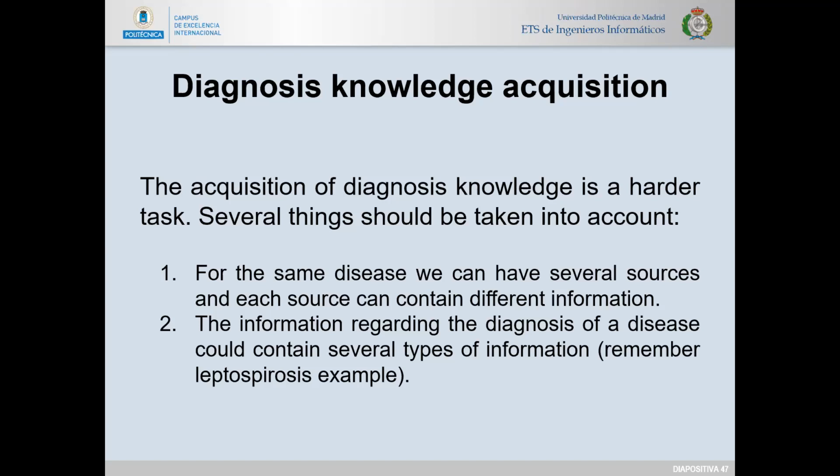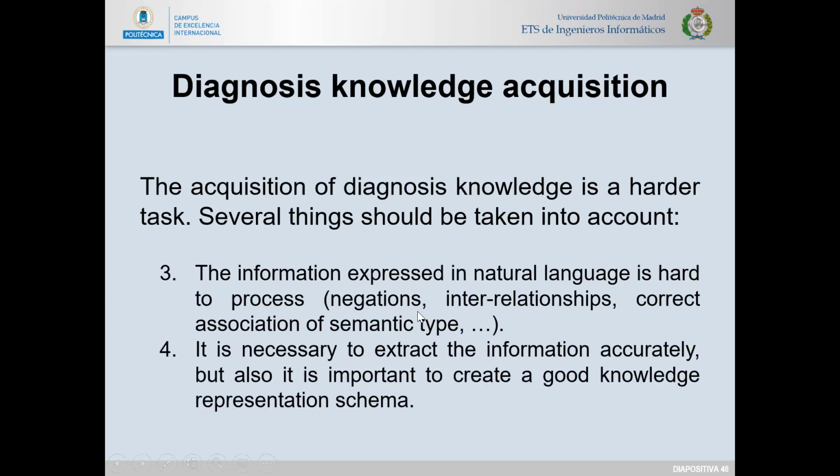The information of the diagnosis can contain several types of information, okay? And this is something that is sometimes difficult to handle. The information in WebMD and in the World Health Organization will be expressed in natural language. It is really hard to process. Negation, interrelation, the correct association of semantic types, attaching information like the prevalence or any other. It's not easy, okay? It's not straightforward.